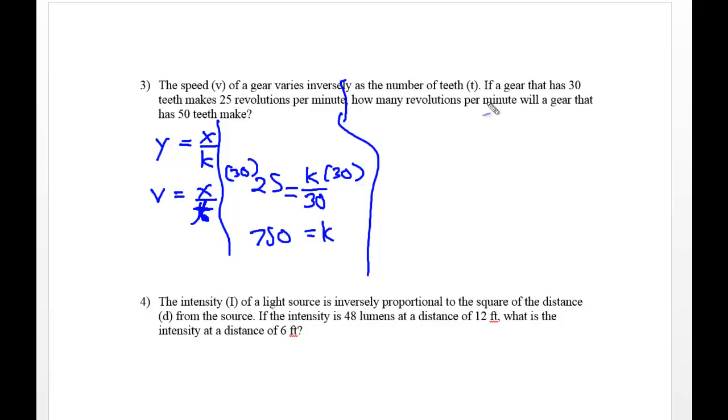Now it says, how many revolutions per minute will a gear that has 50 teeth make? So my equation again is v equals 750 over t, and the second half of the sentence is clearly talking about 50 teeth, so v is equal to 750 divided by 50, because t is the number of teeth. You do your simplification, and v is equal to 15 revolutions per minute. So you can see that the more teeth you have, the fewer revolutions per minute, but it is easier to pedal.